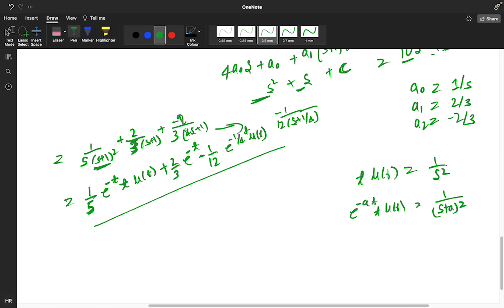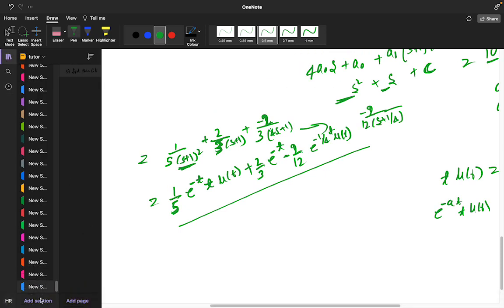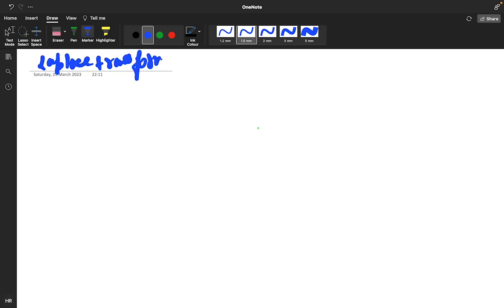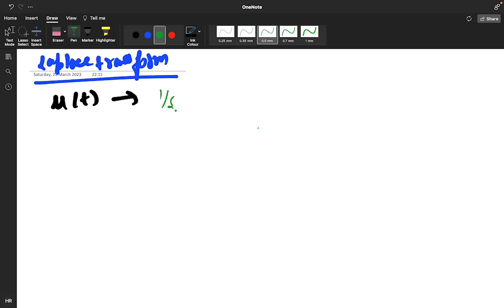Two was there, na? The function 2 was there. Okay. Let me give you one idea. So just write down some basic formulas for Laplace transform. The transformation of u(t) is 1 by s. The transformation of t u(t) is 1 upon s square.